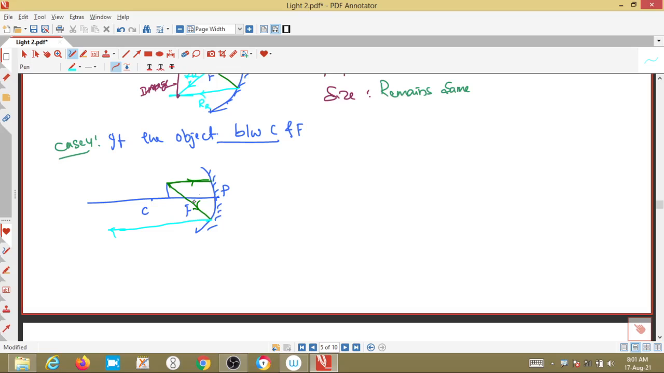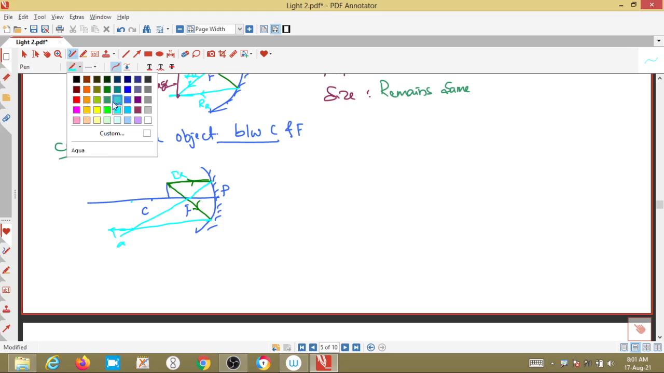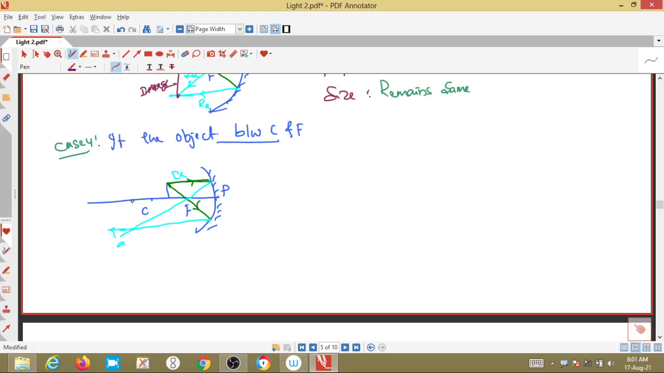And as there is a point F here, the incident ray which is parallel to the principal axis is reflecting back through F, and it is meeting here at this point. Say this point is small a. So the image is formed here. Where is it formed? It has formed behind C.